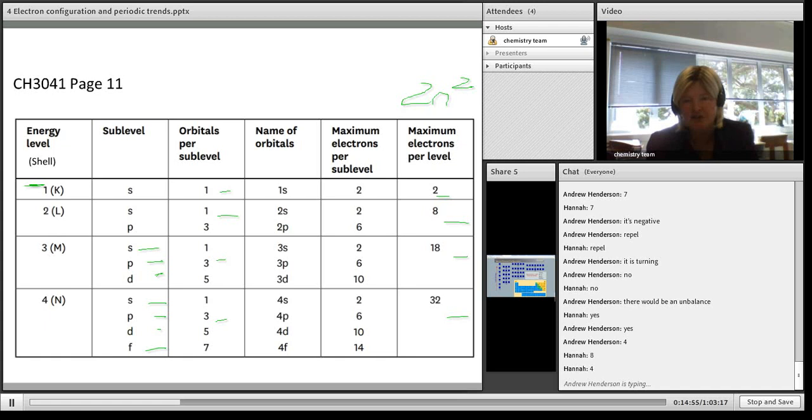Okay, I see Andrew's typing, but it's not that important, but it's useful. Well, it's just simply n squared. Because remember, there's a maximum of 2 electrons per orbital. So you'll notice 1 squared is 1, 2 squared is 4. So you've got a total of 4 here. You'll have a total of 9 orbitals over here.